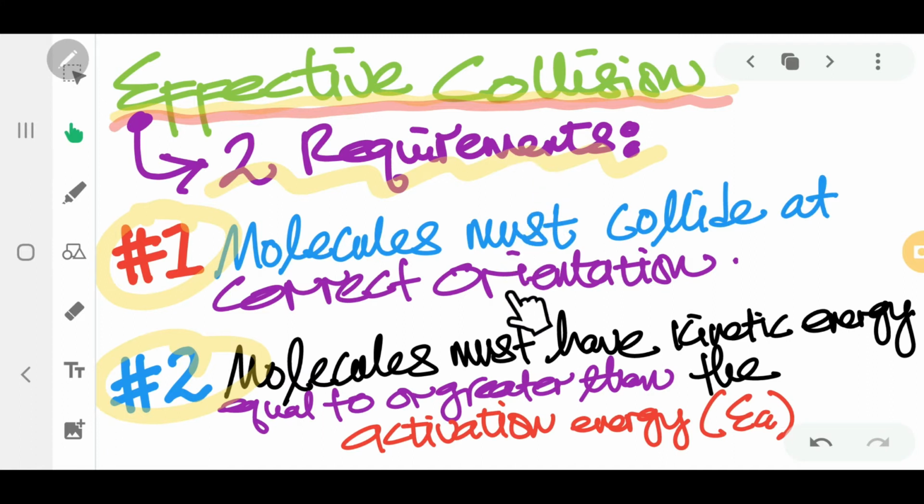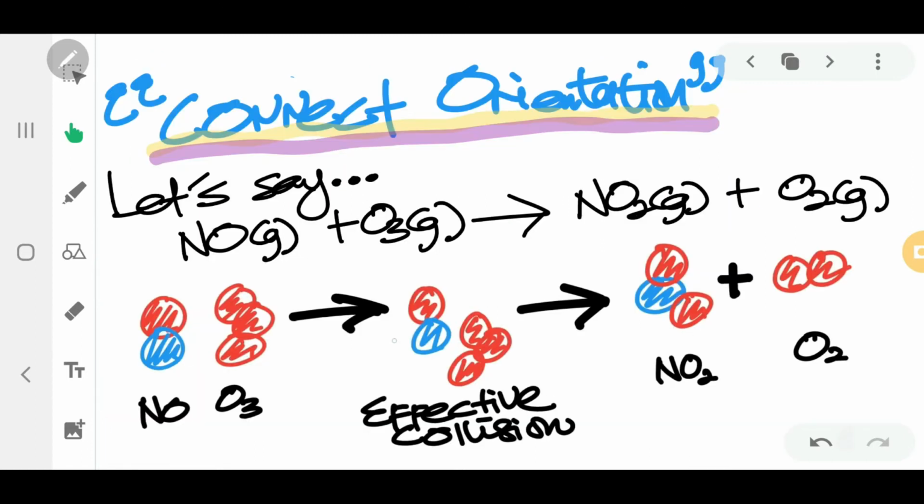I repeat, number one, the molecules have to collide at correct orientation. And second, they have to possess kinetic energy, the energy of the movement of the molecules, that is at least equal to or greater than the activation energy, EA. So what does it mean by correct orientation?